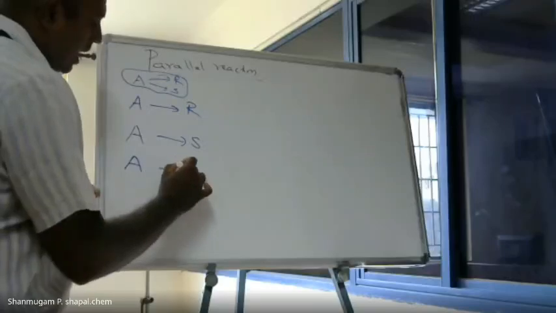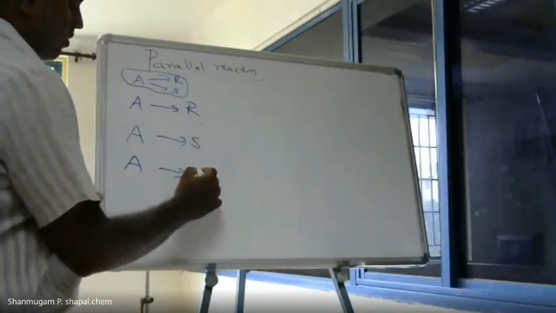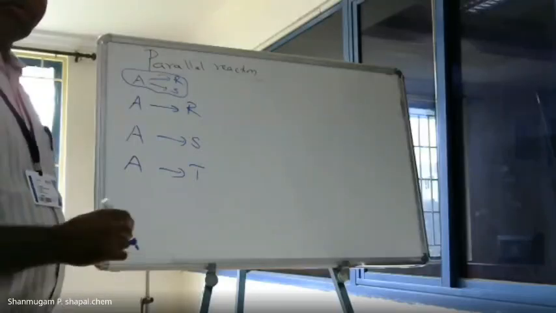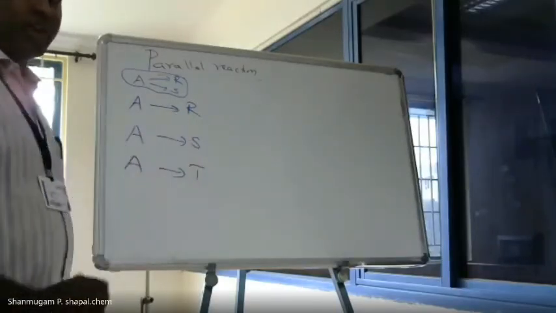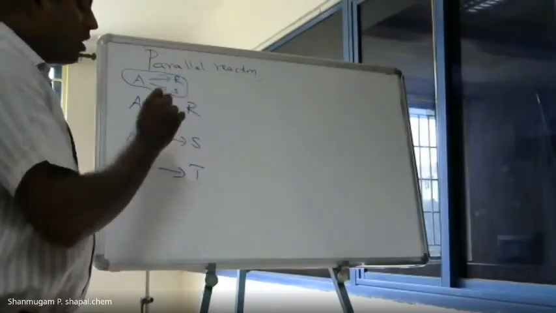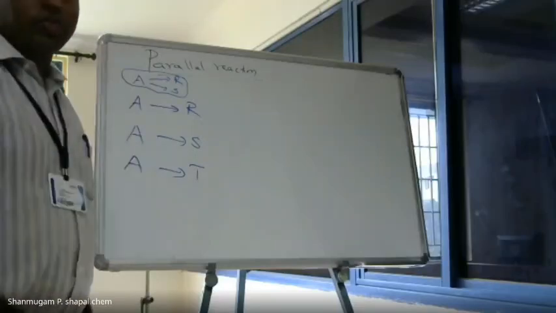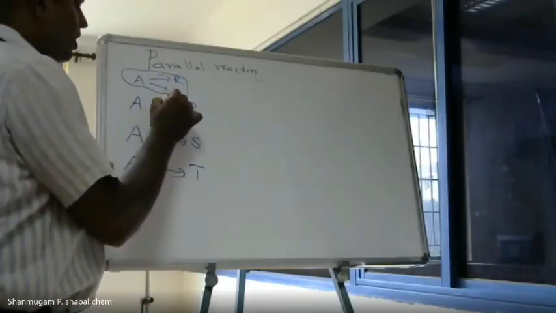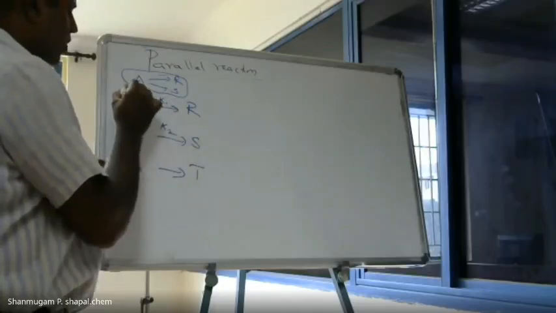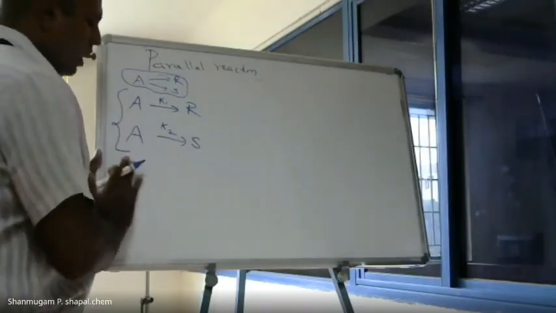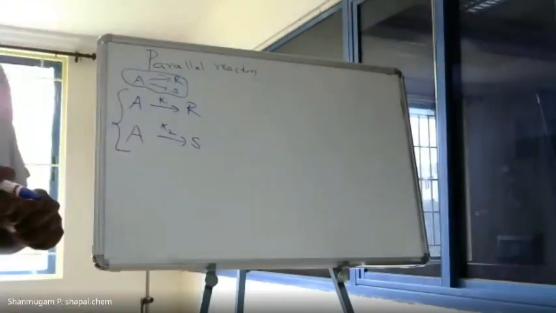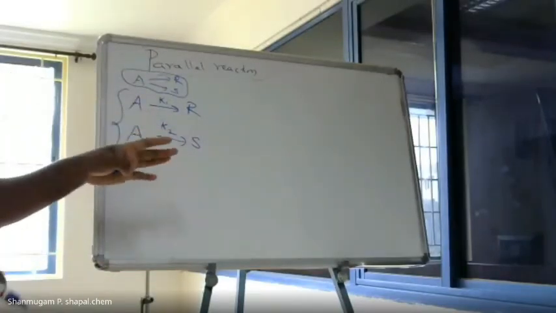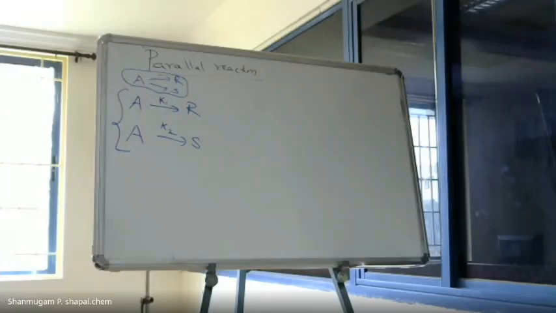For example, A gives, we say T, so there is another undesired product. So in this, maybe R would be the desired and the other two would be the undesired products. We consider first K1 and K2 for only these two first. So we don't take too many parallel reactions. We only consider two parallel reactions for the initial stage.